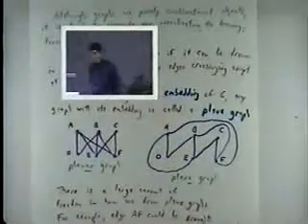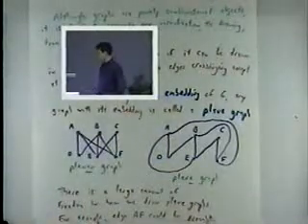So let me just say quickly, we're talking about planar graphs. A graph is planar if there exists a way to draw the graph in the plane so that no edges overlap. So this graph here is a planar graph because we could redraw the edges in such a way that there's no overlapping.